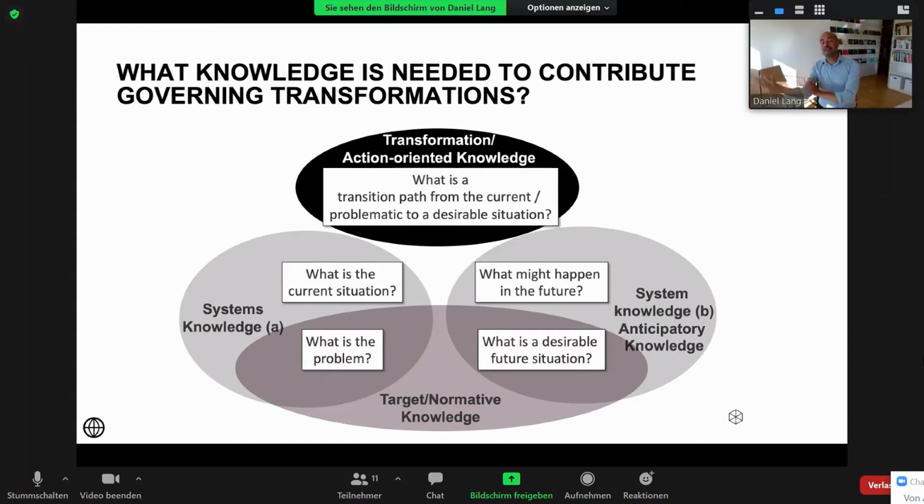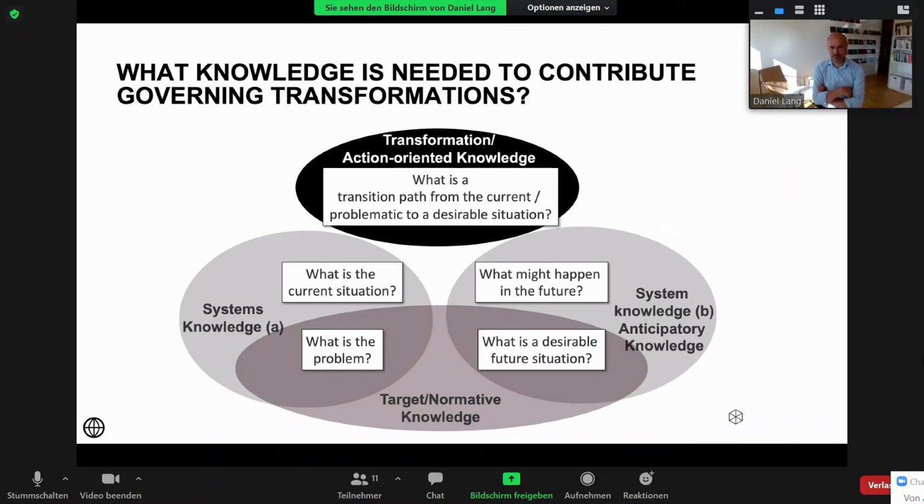processes. We need to think about the future, and I think this was made very tangibly clear by Christopher, that all of our educational endeavors should also include this question about the future. What future do we want, engaging with future development? So we have these systems knowledges, but if we have this normative guiding idea, we also have target and normative knowledge. What is problematic in the current state? What is a desirable future situation?